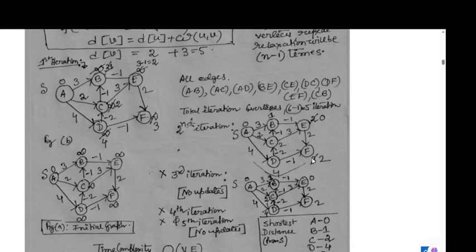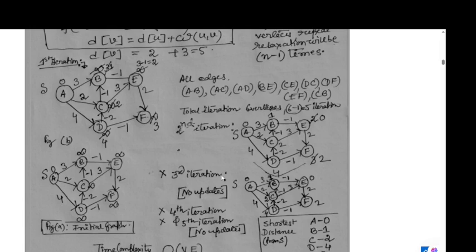But then EF, so this is no need of updating. But when you have EF, this one already it is 0. 0 plus 2, 2. So 3 will be updated by 2. Okay. And then CB is this one. CB is already 2, 2 minus 1, 1. There is no need of updating. Now this is my second iteration.